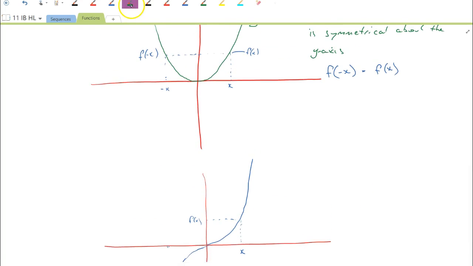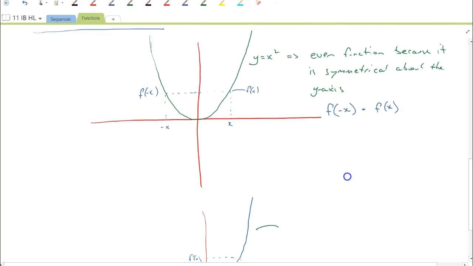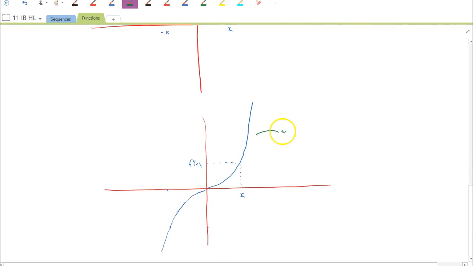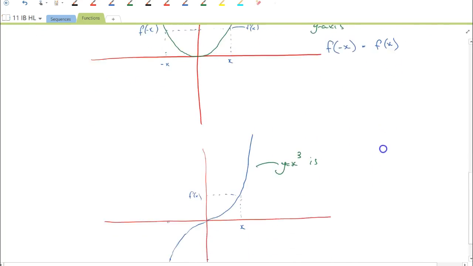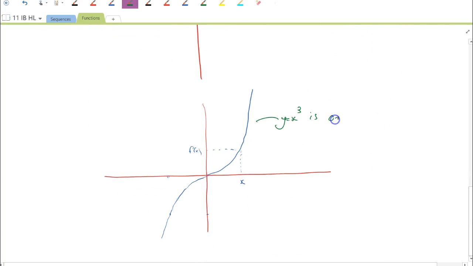So this here is y equals, what is this? This is y equals x cubed, isn't it? Y equals x cubed is an odd function, because it is symmetrical, and I'm going to talk in terms of geometry, which is rotational symmetry about the origin.